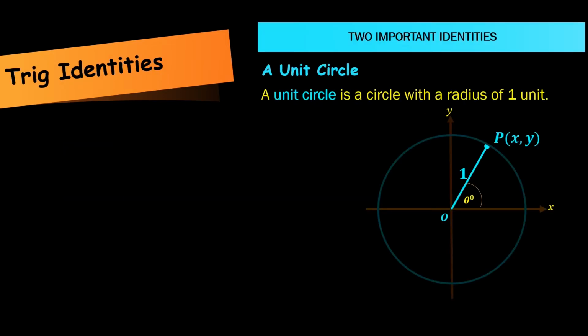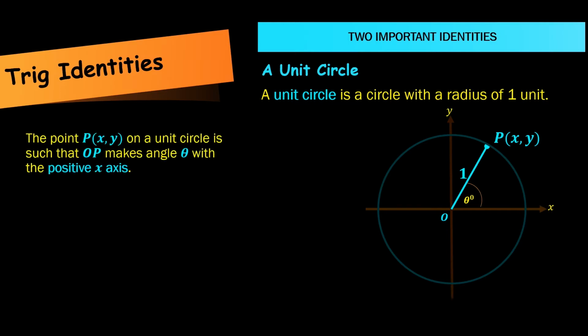Let's begin with the definition. A unit circle is a circle with a radius of 1 unit. The point P, labelled xy, on a unit circle is such that OP makes the angle theta with the positive x-axis, as shown. So here we have the length x, and here we have the length y. Using Pythagoras, we know that x squared plus y squared is equal to 1. And using trigonometric ratios, we know that x is equal to cos theta and y is equal to sine theta.